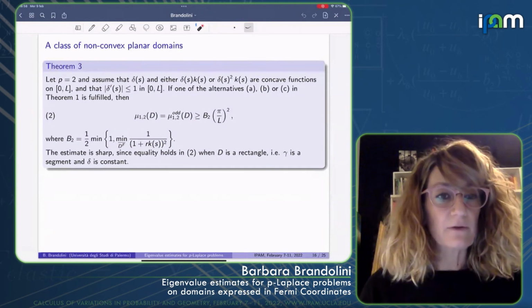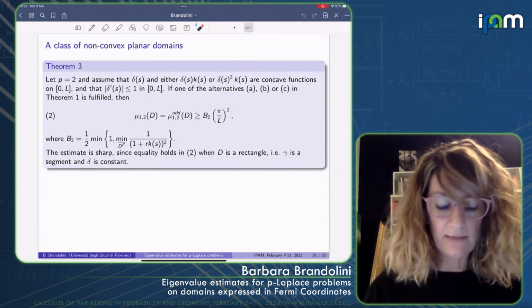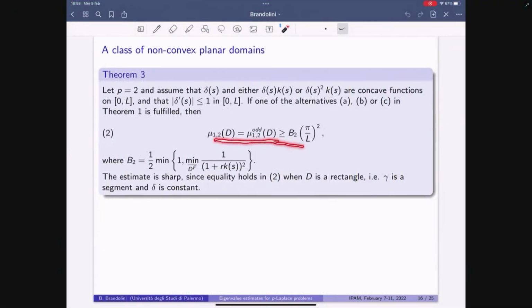So if we put together the two previous theorems, we have that if p is equal to 2 and the domain is thin enough, then μ1, which coincides with μ1 odd, is greater or equal than a constant times pi squared over the length to the power 2. And this estimate is sharp, since the equality sign holds when this is a rectangle, which means that gamma is a segment with curvature k equal to 0 and delta is constant.